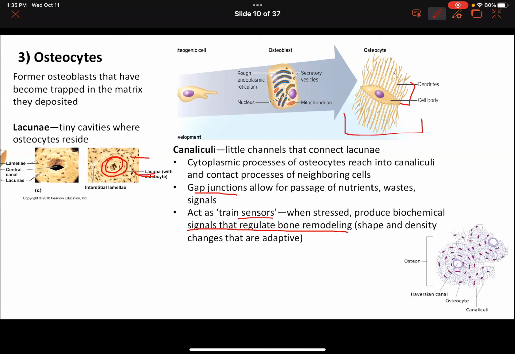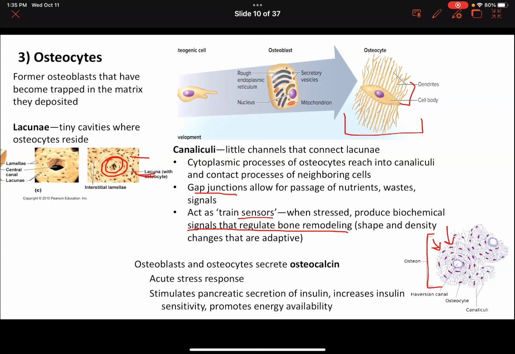Here is another image. I like to show different images of the same thing. You have the osteon, which is the entire complex here with that lamellae, the osteocytes inside their lacuna, and these little purple circles. And they're able to communicate through those really tiny lines you see there, which are canaliculi.